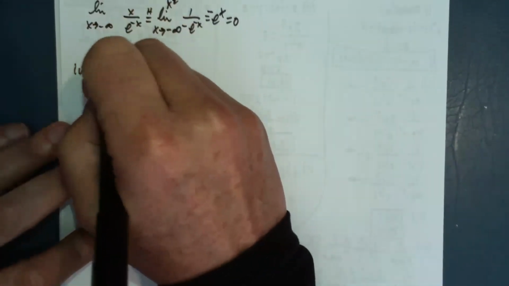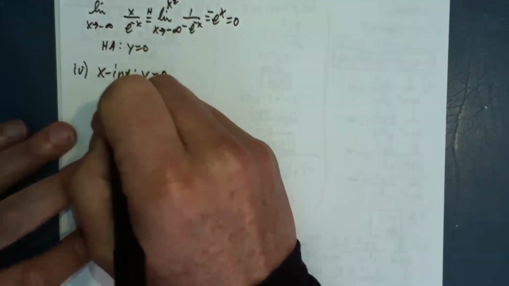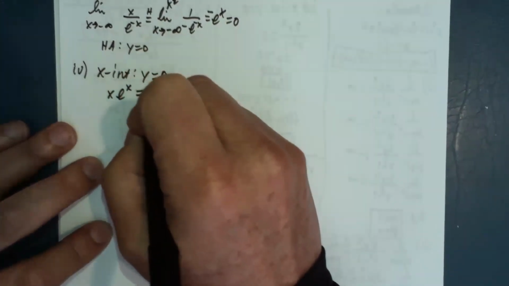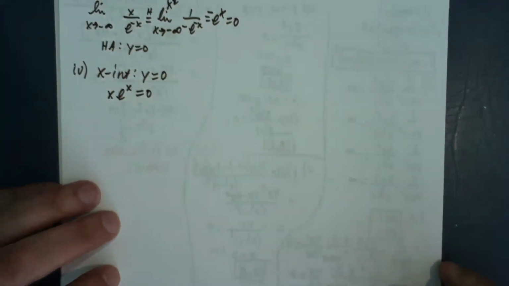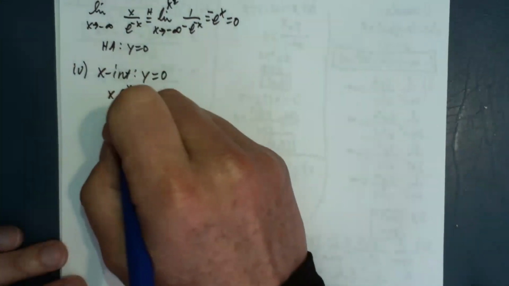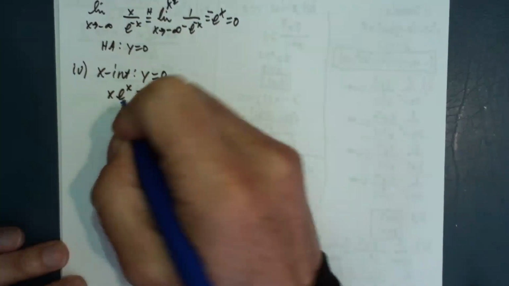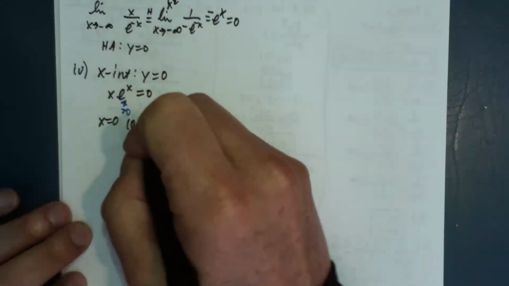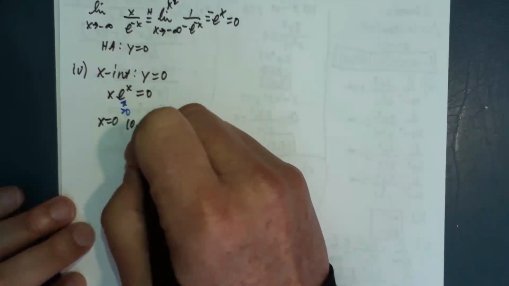And we're looking for intercepts. Let's start with the x-intercept, which of course is where y equals 0. So we get x e to the x equals 0. Now, please note e to the x is always positive. This is always bigger than 0, which means it will never equal 0. So this will only equal 0 when x equals 0. So there is an x-intercept at the point 0, 0.